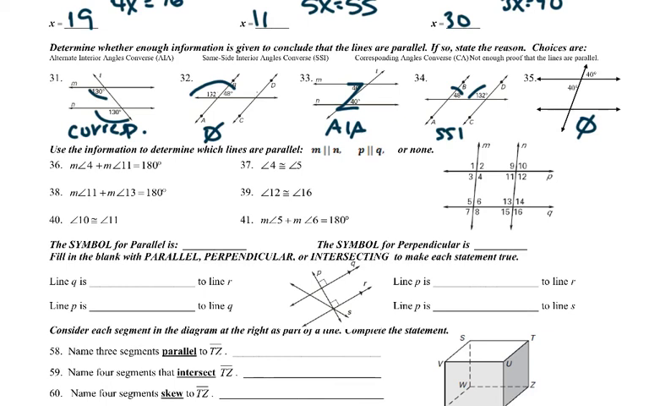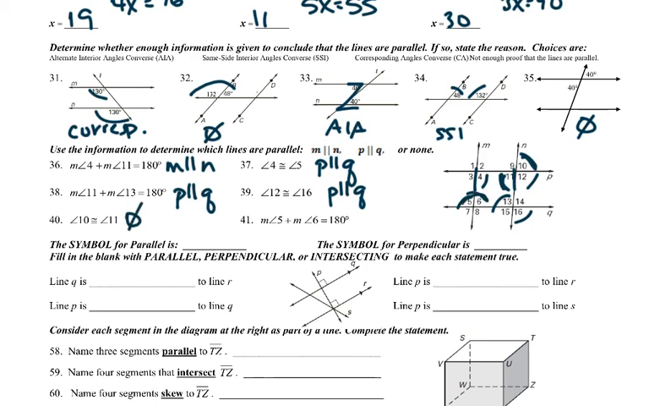If I've got angles 4 and 11 adding up to 180, that's going to make M parallel to N. 4 and 5 equal make P parallel to Q. We're basically looking at the lines that those two angles touch. So here P and Q, 12 and 16 again is P and Q. But 10 and 11 don't touch any of the pairs. That's why that's the empty set. And same thing with 5 and 6 adding up to 180.